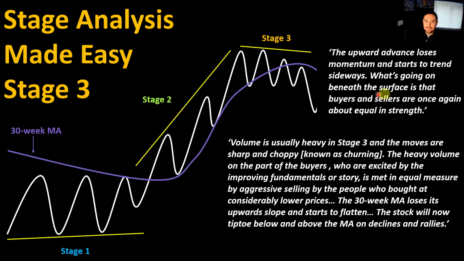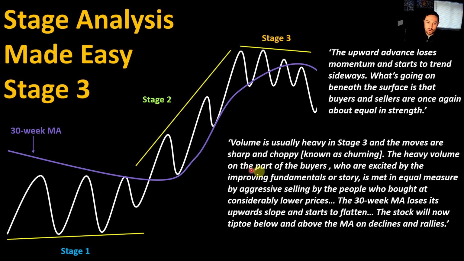What's going on beneath the surface is that buyers and sellers are once again about equal in strength. So there's not enough buying power, there's not enough buyers there to continue pushing it up and soaking up the supply on the pullbacks to form those higher lows and then pushing it up in the higher highs. So there's an equilibrium starting to form here between supply and demand. Volume is usually heavy in stage 3 and the moves are sharp and choppy, known as churning.